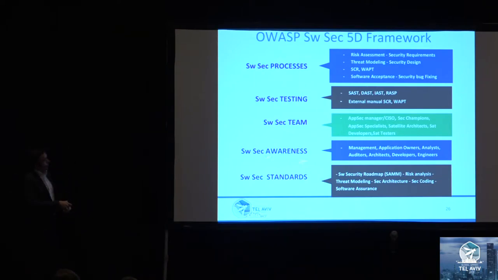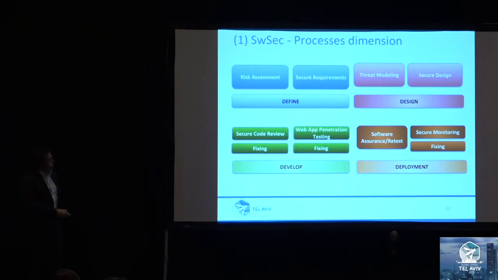Then we look at awareness. Is the management informed about software security risk? And the developers and so on, are they doing dedicated software security courses? And then we look at the standards: the SAM, the risk analysis standard, threat modeling, secure architecture, and so on. So just take a look at each dimension.